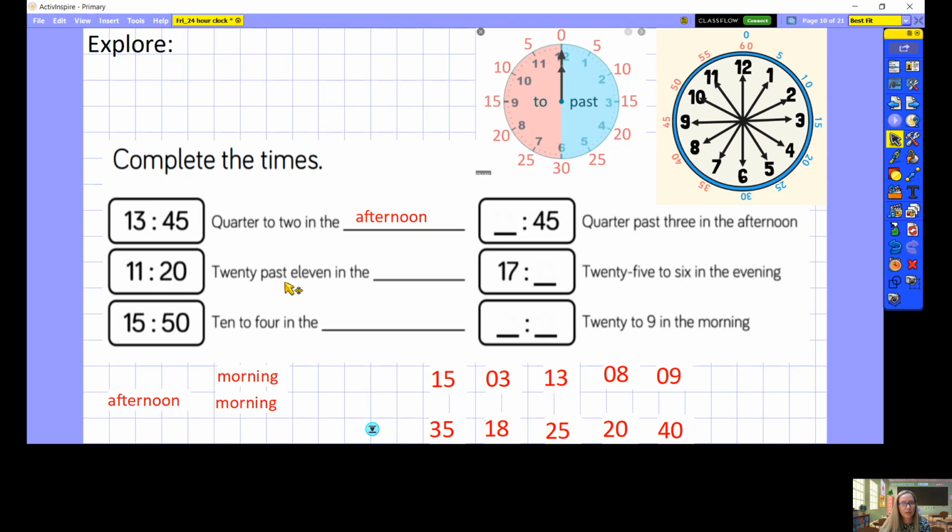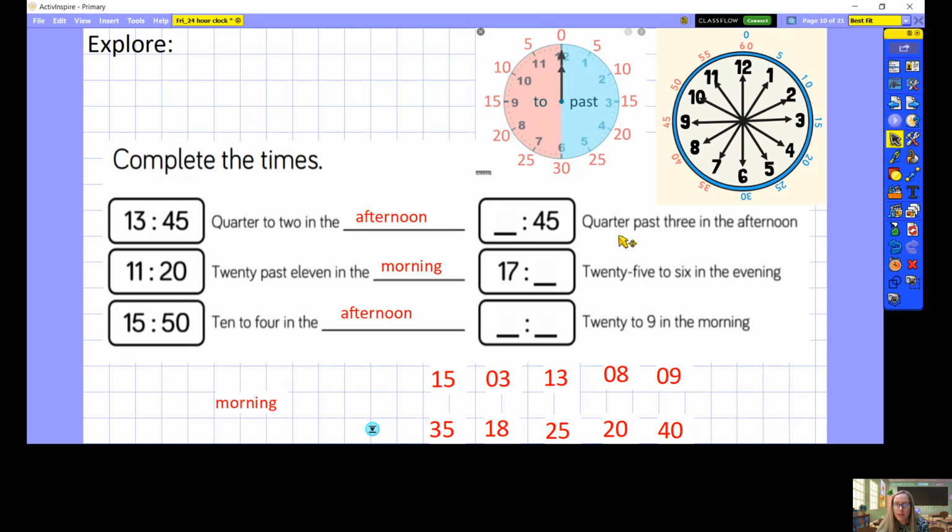So 11:20 is 20 past 11, and yes, well done if you got it right, it's the morning because the hour shows 11, and if it was in the afternoon, if it was in PM, it would show the numbers from 13 up to 23. So the next one, 10 to 4 in the afternoon, so this time it's in the afternoon because the hour is 15, and so we know that's an afternoon time.